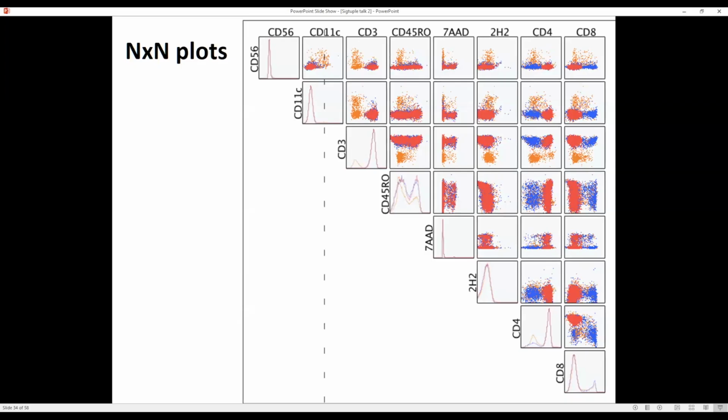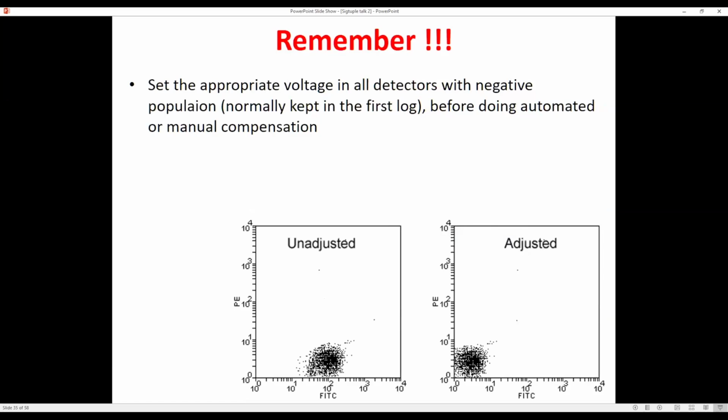Though your compensation is very good with single stain controls, you can get this. You need to do post-acquisition compensation. You cannot be very strict, saying no, I will not do post-acquisition compensation and everything must be exactly on the dot. That's not possible, right? So this is very, very important.